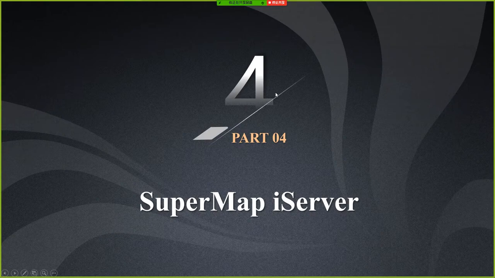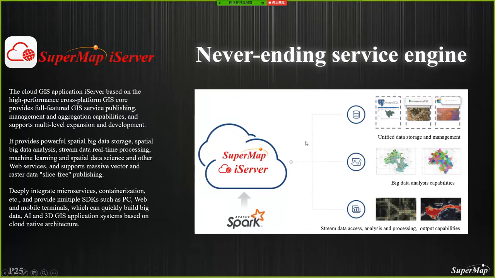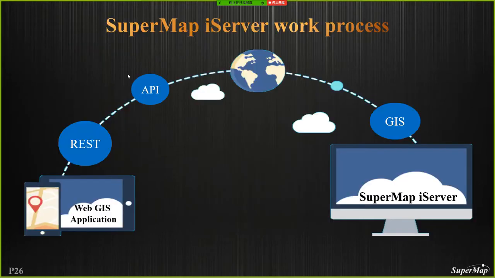Okay, next we will introduce the SuperMap iServer. Okay, SuperMap iServer is the cloud GIS application server, and it's based on the high performance and cross-platform GIS core, and it provides the full featured GIS service, includes publishing and management and aggregation capabilities, and it supports the multi-level expansion and development. So, how does iServer work?